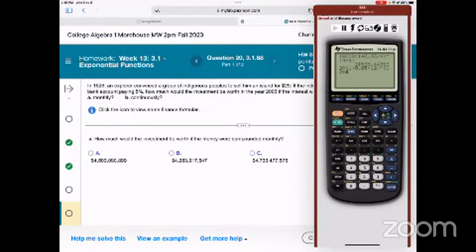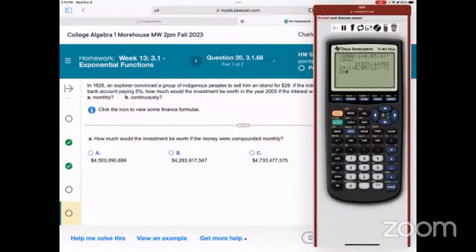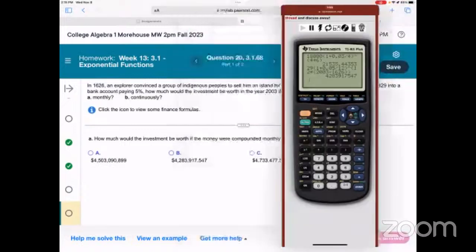So if it's going for the difference between 2003 and 1626, what I'm going to do is make a mini calculation. 2003 minus W minus 1626. It'll crunch that number, put the result there times the 2, close off the parentheses, and I think we're ready to rock and roll. Okay. 4283 looks like it's B. 4283. Let's go with B.